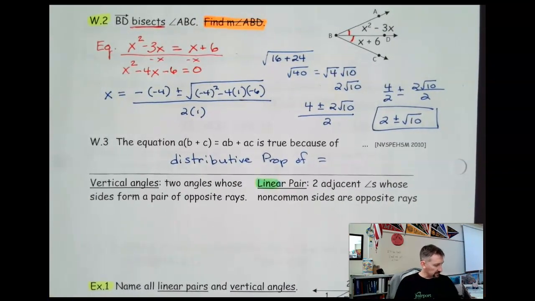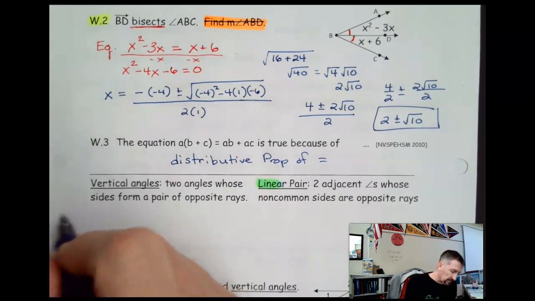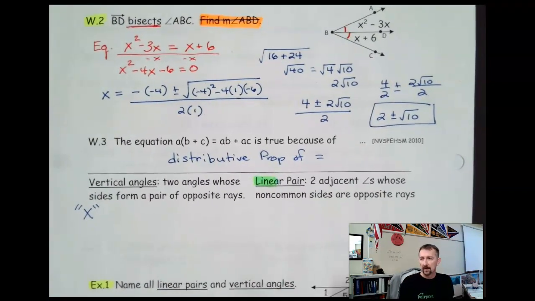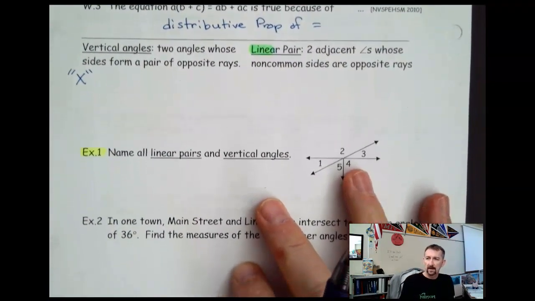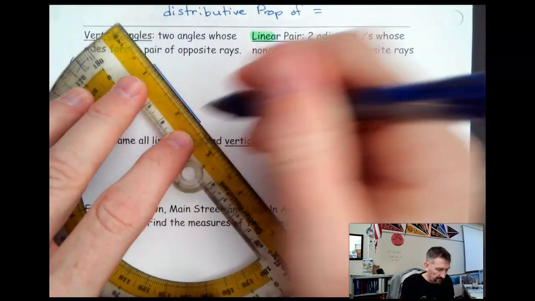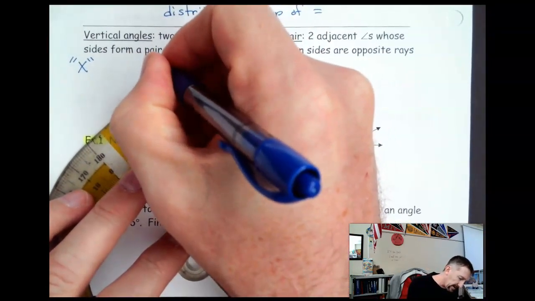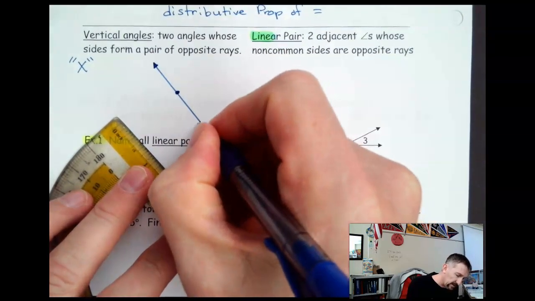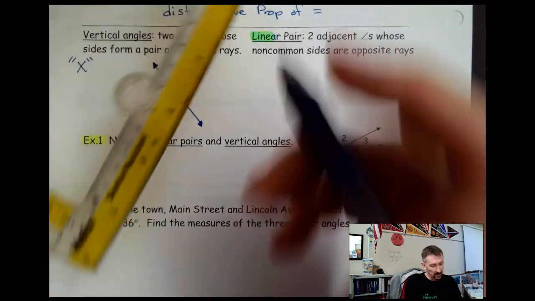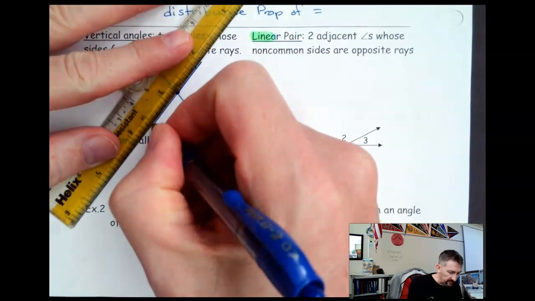Okay. So vertical angles. Vertical angles are two angles whose sides form a pair of opposite rays. So one way to think about vertical angles is like the letter X. Vertical angles, like the letter X. All right. So if we look at the definition, a pair of opposite rays, two angles. So there's opposite rays. And then if we have another one go through there, another pair of opposite rays.